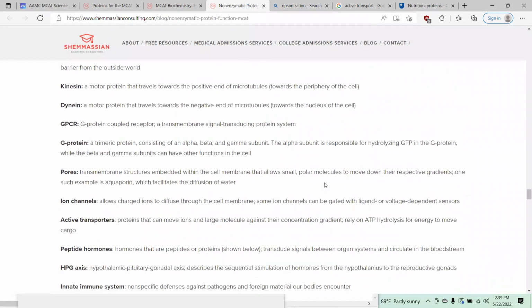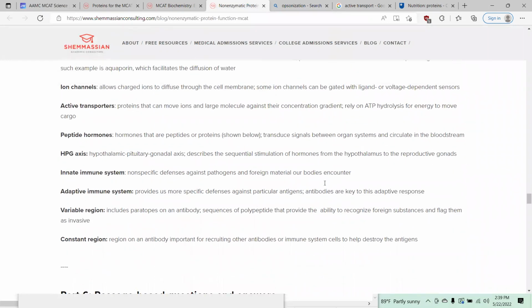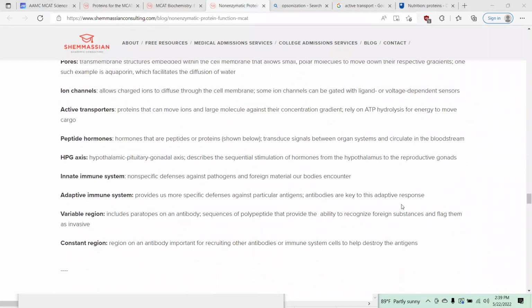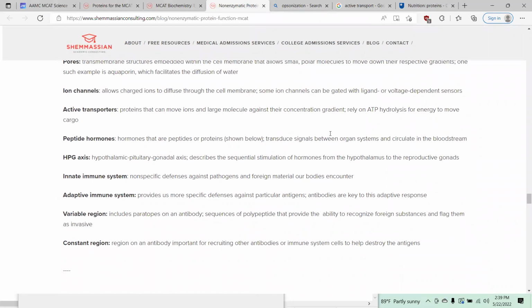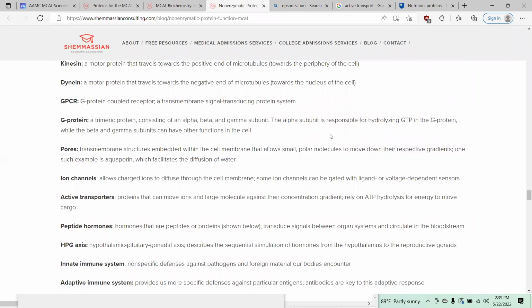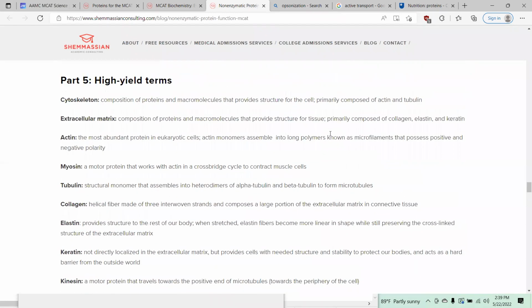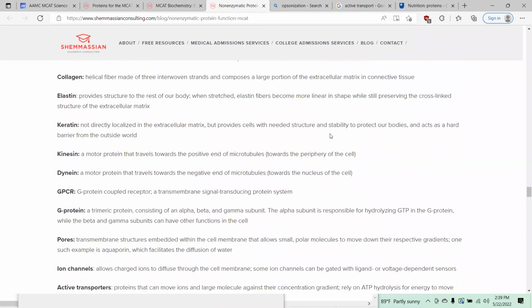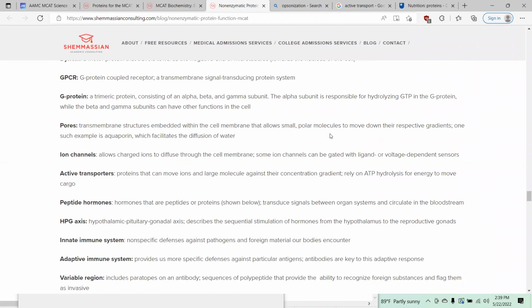So these are all the proteins that are not enzymatic in our system. Any questions about these? There's a bunch of them. They're just random proteins to know about. But these are all going to come up more when you do anatomy and such. These are very anatomically linked.